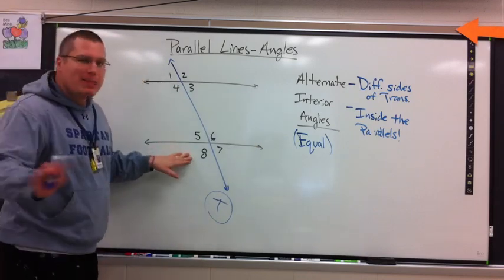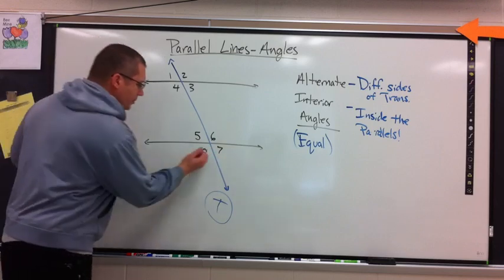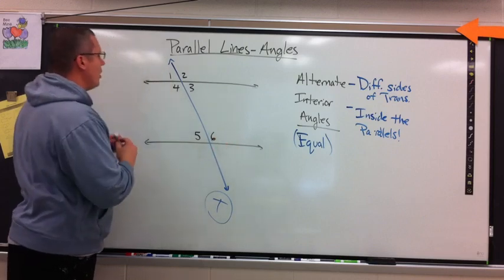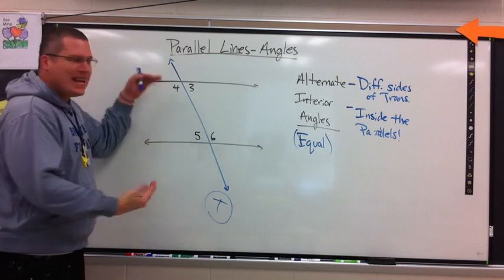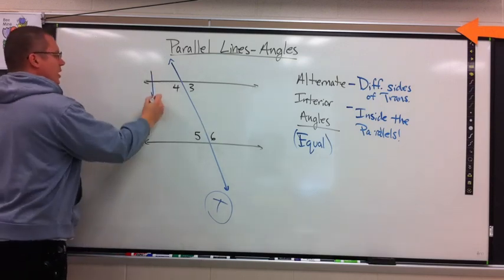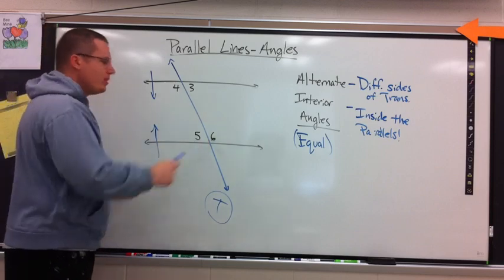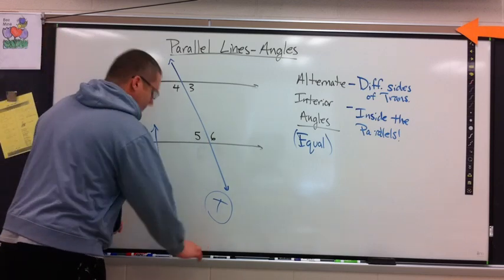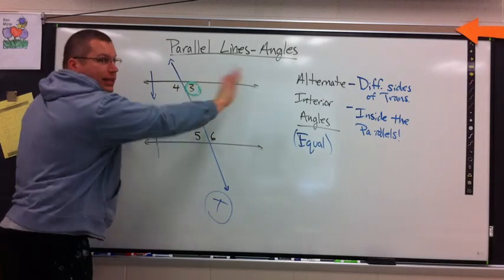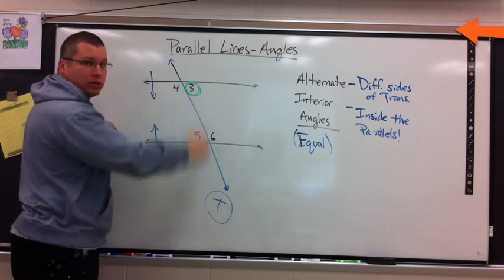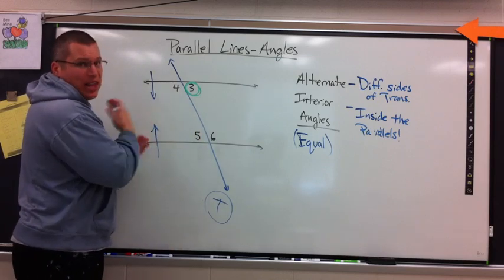So which angles can I immediately cross off because they're not inside? I can cross off 8 and 7. I can cross off 1 and 2. So I'm only left with the inside angles. Inside the parallels. Alternate means they're on different sides. So let's find some. Angle 3 is on the right side of the transversal. What is its match? What is also inside the parallels but on the other side?